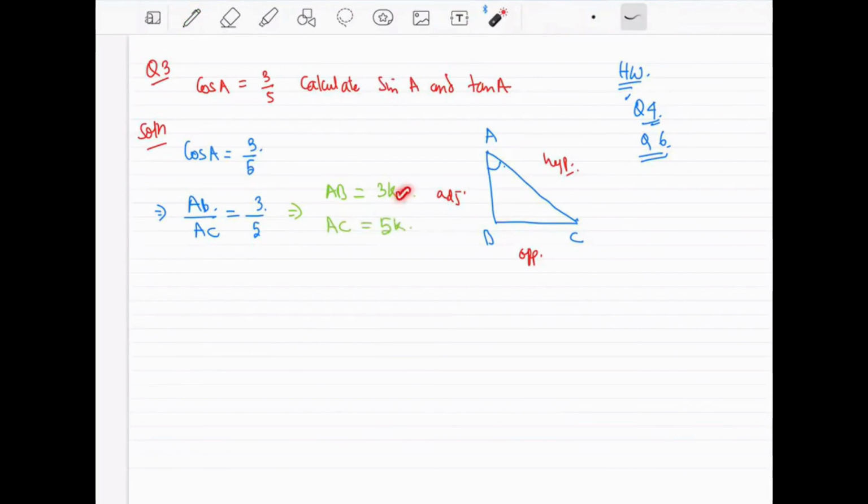If you use K here, you use K here. If you use A here, or you use A here, either letter, any of the letters is fine. Now we have got AB is how much? It's 3K. The length of AB is 3K.